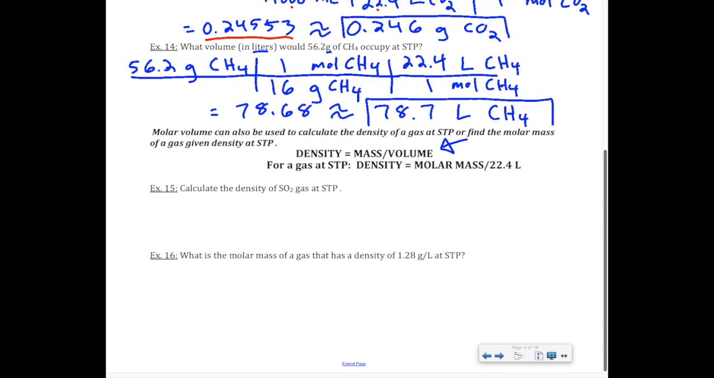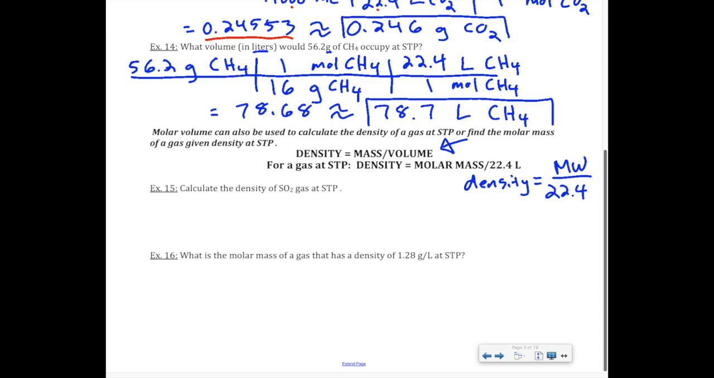So it's really density is the molecular weight. I like to write it as capital M, capital W divided by 22.4. I'll show you why I write it as M and W later.